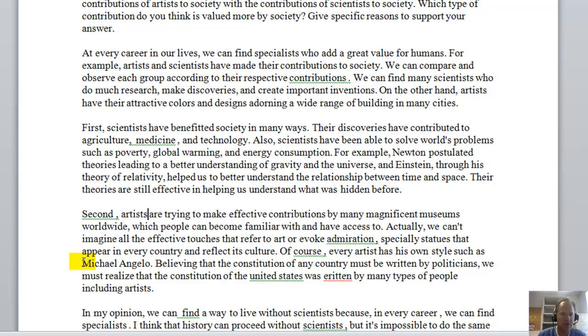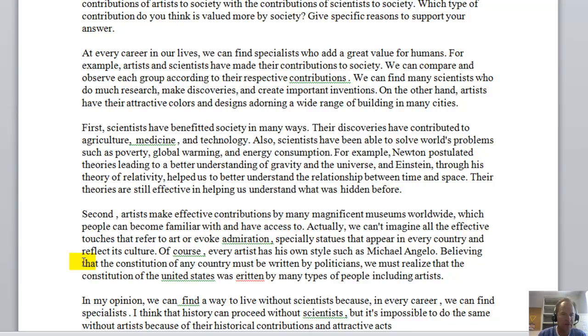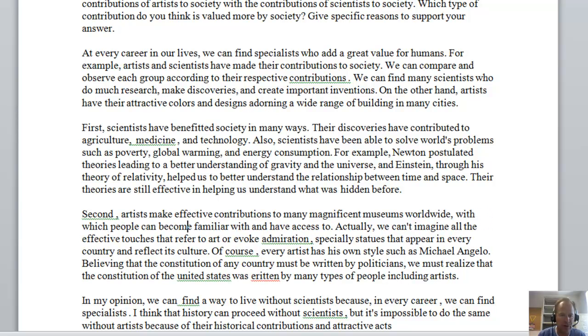Are trying to make, I'm just going to say this is a little bit wordy, just say make. Second, artists make effective contributions to many magnificent museums worldwide, which people, you want to make this a little more formal, check this out, with which people can become familiar and have access to. Actually, we can't imagine all the effective touches referred to art or evoke admiration, especially statues that appear in every country and reflect its culture. Of course, every artist has his own style, such as Michelangelo.